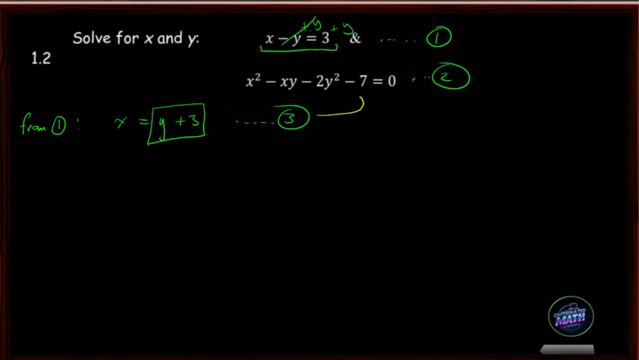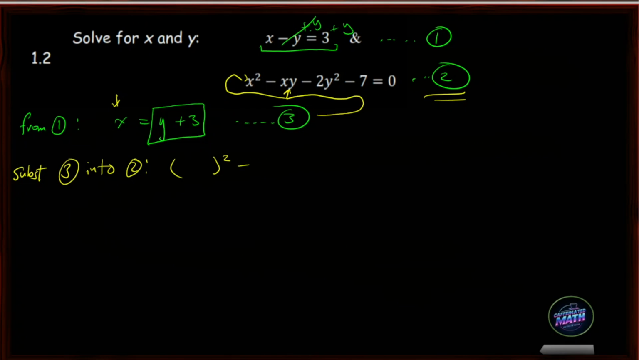We're going to take this equation and use it to substitute this parameter x now in there. Let's give ourselves some instructions. So we'll substitute 3 into equation 2. And what does that look like? Well, given that it's x, we'll have something squared minus something times y minus 2 times y squared minus 7, and that's all equal to 0, as the equation would say.